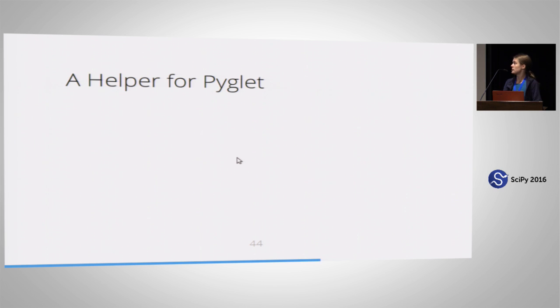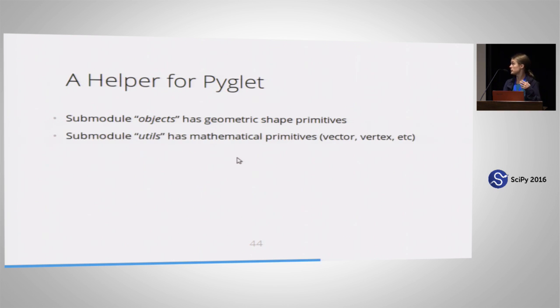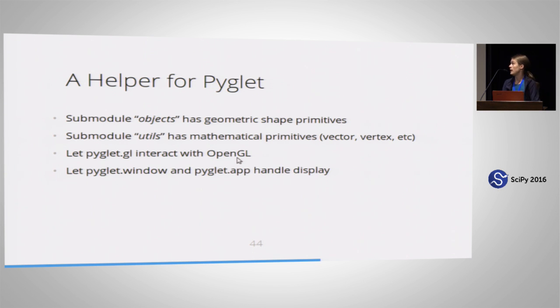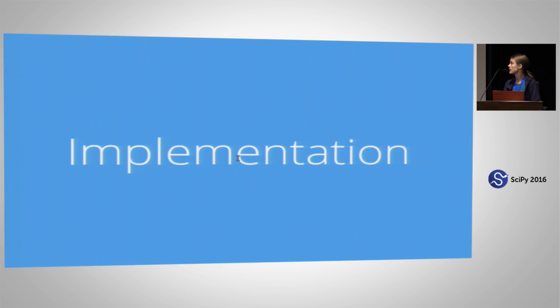All right, so just to clarify what I've built, I have a submodule called objects that has basic geometric shapes in it. I have a submodule called utils, which has the mathematical primitives used to manipulate those shapes. I let pyglet.gl interact with OpenGL, and then I use the Pyglet window and app submodules to handle the display. All right, so I'm going to talk a little bit about some quirks in the implementation before I go on and show you some neat animations.